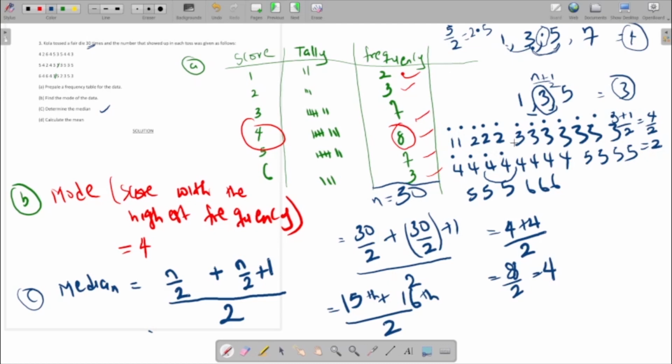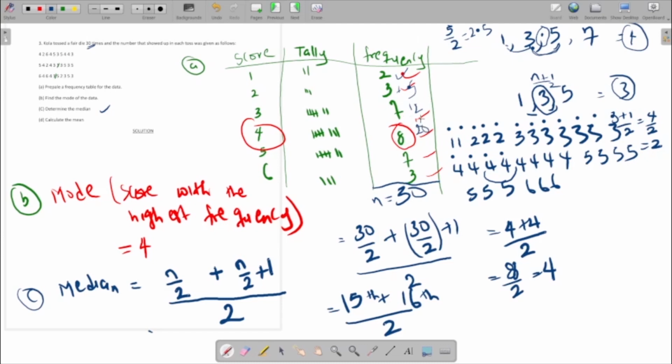But if this simple way is too long for you, you have another way of getting the 15th term and the 16th term from here. So how do you do that? You already see the frequency here is 2. Add 2 plus 3, you have 5. Add 5 to 7, you have 12. Now add 12 to 8, you have 20.